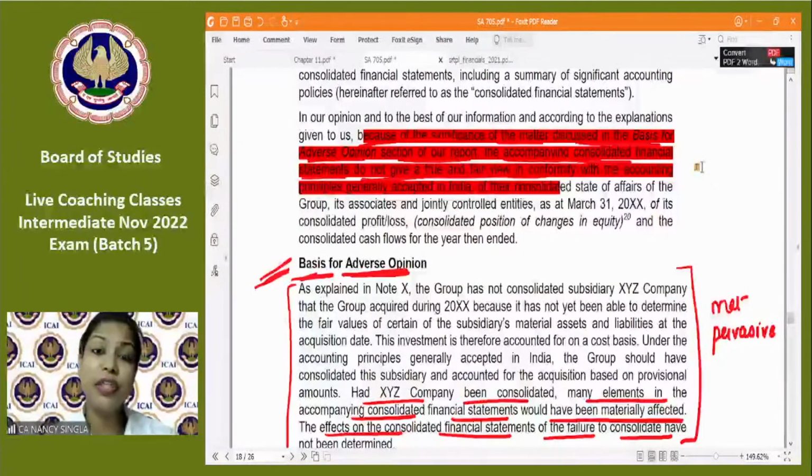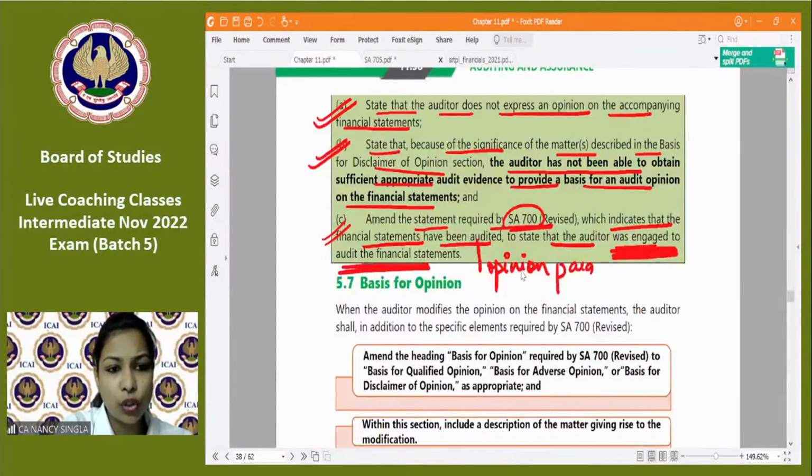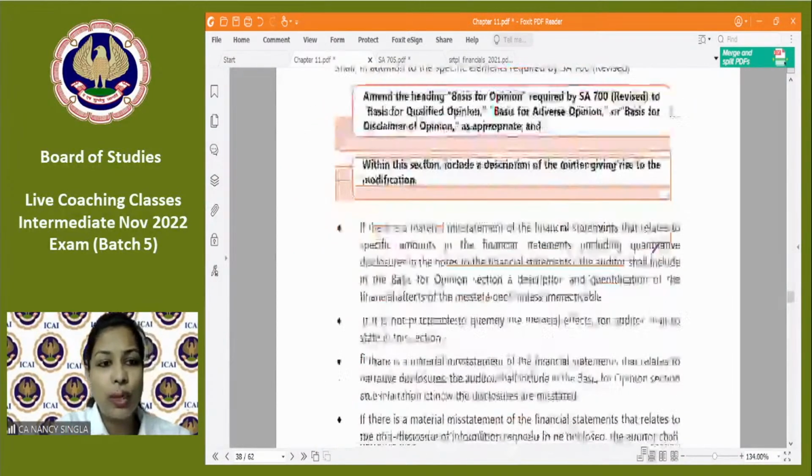जो मैंने basis of adverse opinion section में matter discuss किया है ना, वो इतना significant है, that the entire financial statement do not reflect a true and fair view. Is it clear? Now let us have a look at the module, है ना? So I hope this is clear.